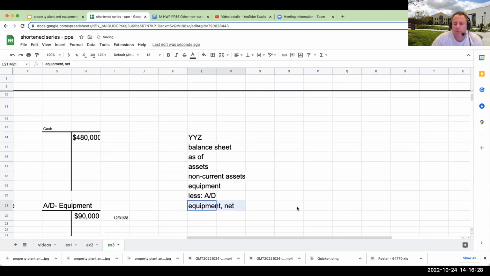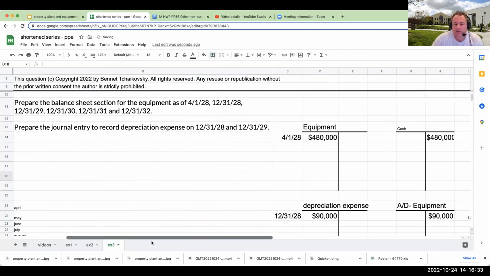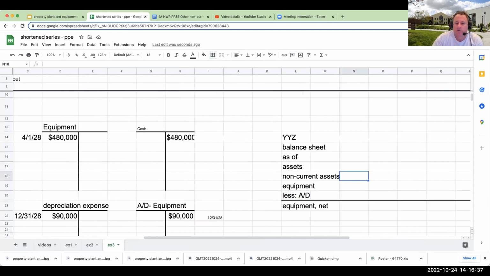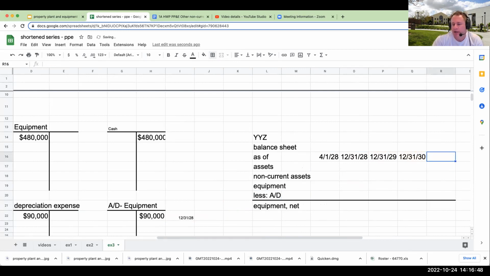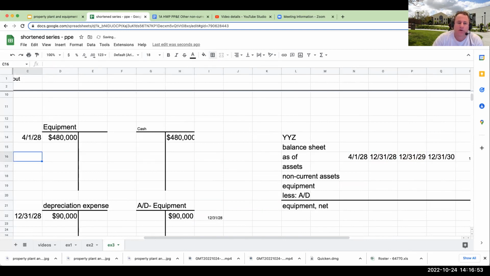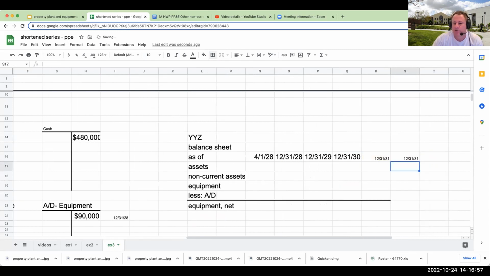One of the reasons I'm having you do this is for what periods of time. I want to know as of 4/1/28, 12/31/28, 12/31/29, 12/31/30, 12/31/31, and also 12/31/32. So we're really going out and having some fun with this.